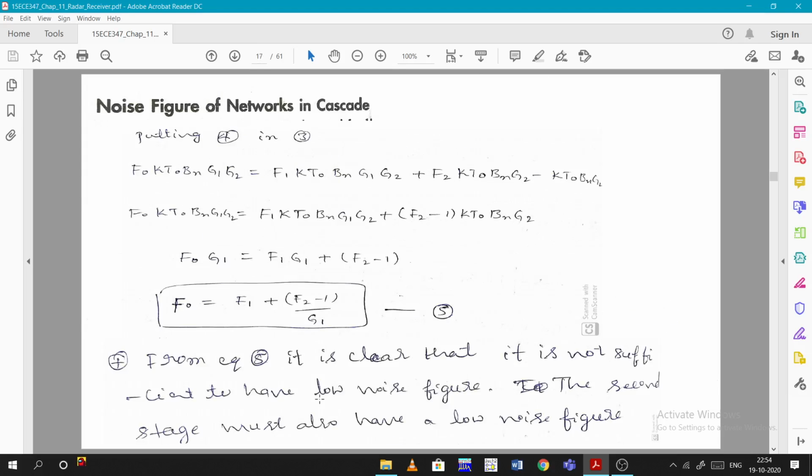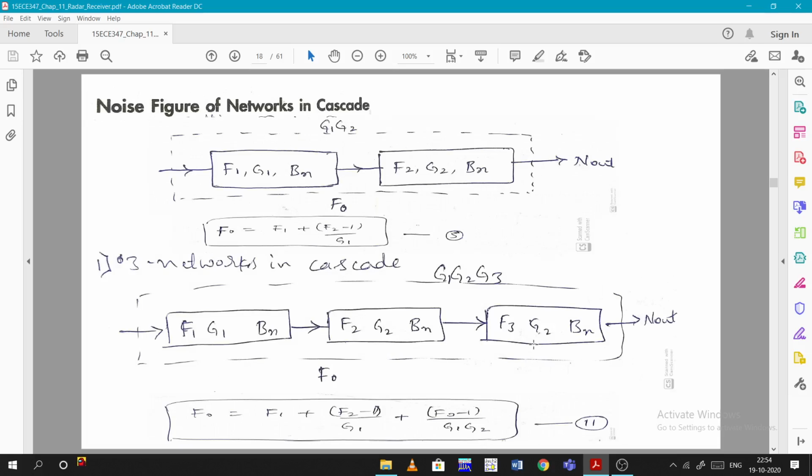So from the equation it is clear that it is not sufficient to have a low noise figure in the first stage. The second stage must also have a low noise figure. For the n networks present, this is a three-network cascade. The formula is F1 + (F2 - 1)/G1 + (F3 - 1)/(G1 G2).